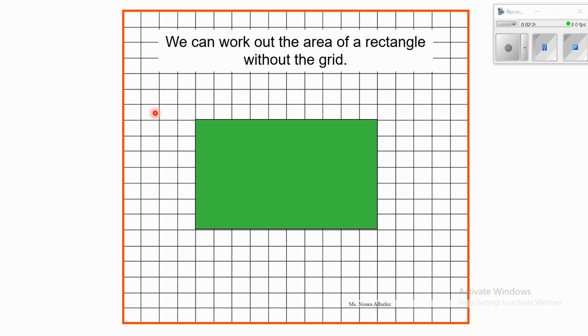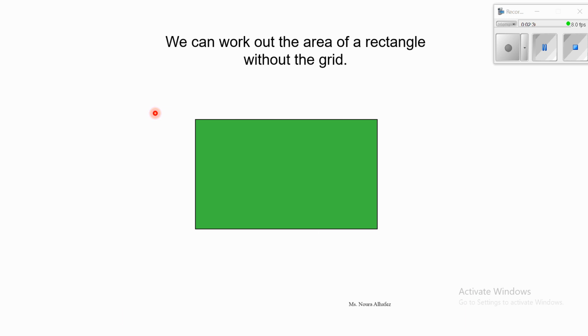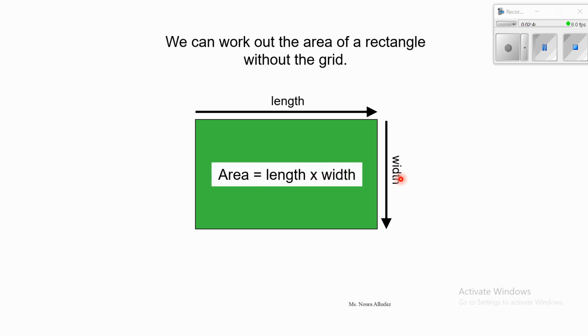Here, if I don't have a partition into squares, if I have a rectangle without a grid, how do I find my area? I told you I have to find the length and the width. Here is the length and here is the width. The answer is to multiply them together. So area is length times width. We can do this for a rectangle and for a square.